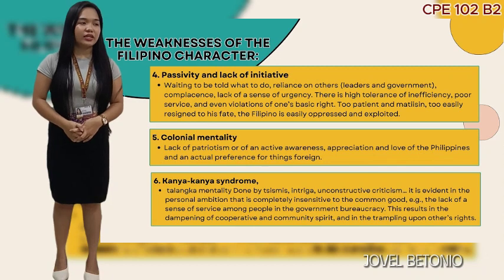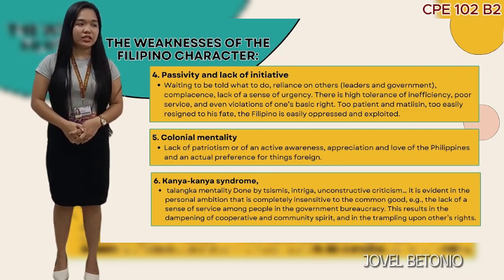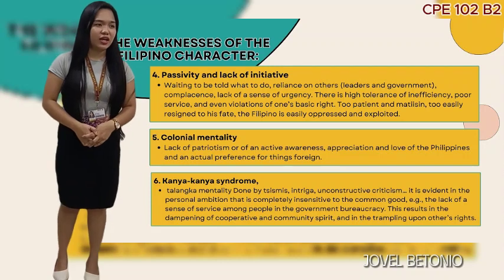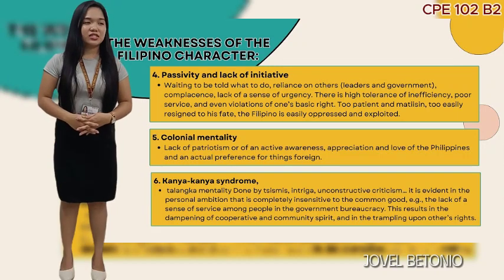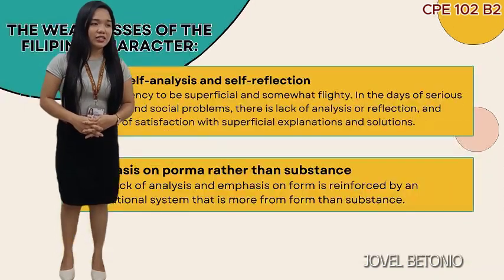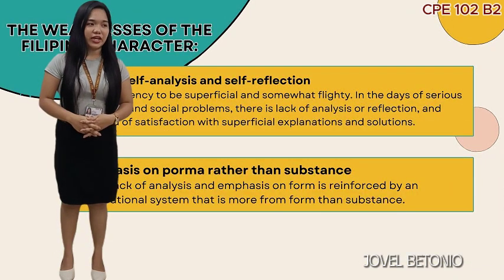Number 6. Kanya-kanya syndrome, talangka mentality, driven by chismis, intriga, and unconstructive criticism. It is evident in personal ambition that is completely insensitive to the common good. Example: the lack of a sense of service among people in the government bureaucracy. This results in the dampening of cooperative and community spirit and the trampling of others' rights.